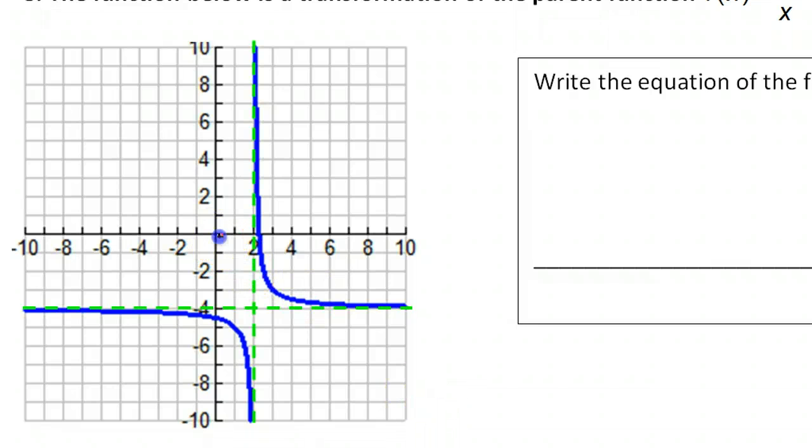Now looking to see how the asymptotes moved from their original position at 0 and 0, you can see that the horizontal asymptote moved down 4. So this graph has moved down by 4. Let me just make a note of that. Down 4 is one transformation. And it has moved to the right by 2. So we need a function that's down 4 and right 2.